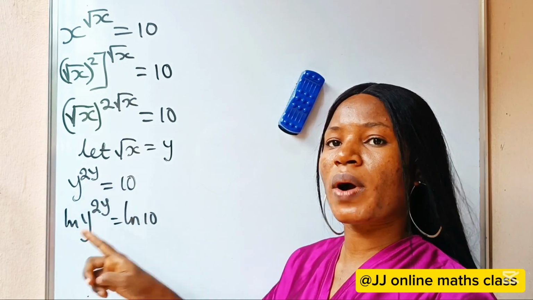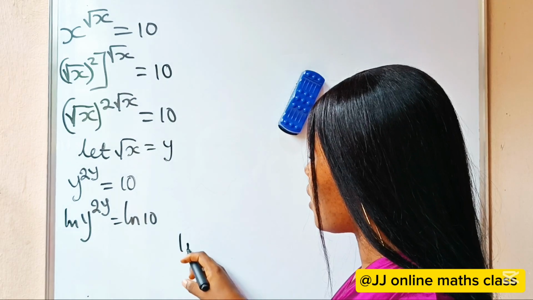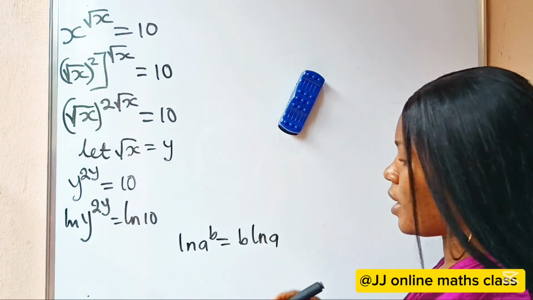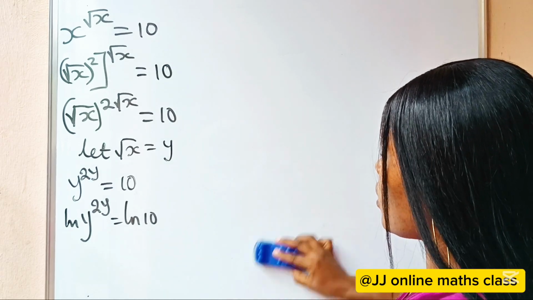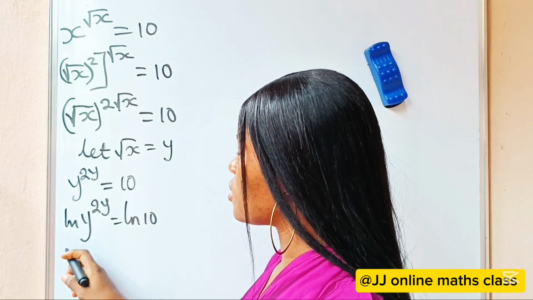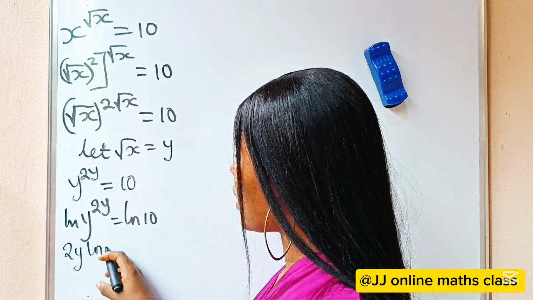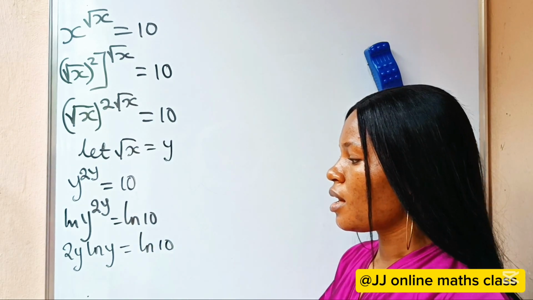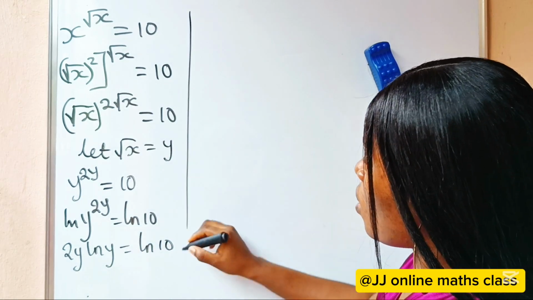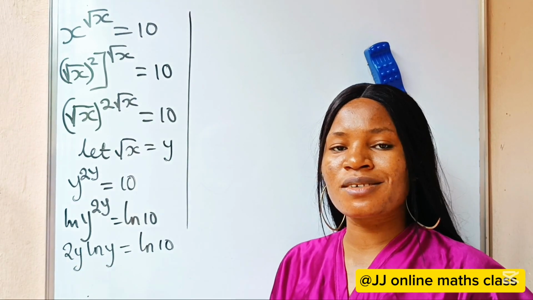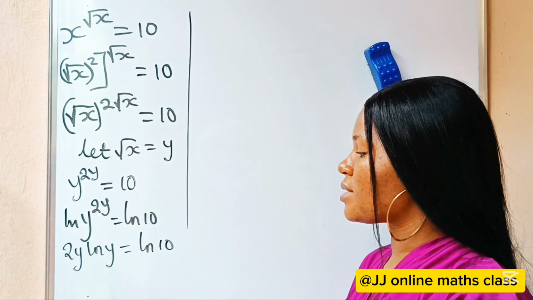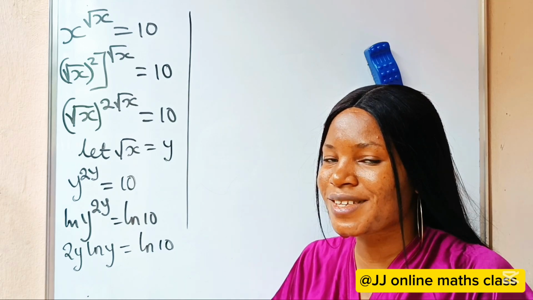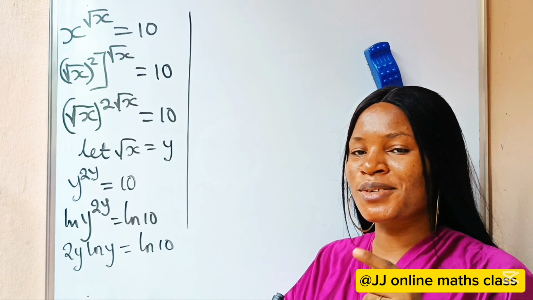Now let's bring this 2y down, because when you have ln of a raised to the power of b, it is equal to b multiplied by ln a. So that means we can write this as 2y multiplied by ln y is equal to ln 10. Now we are going to divide through by 2. I would like you to follow me step by step, because in a jiffy, I'm going to introduce a function that is very interesting. You will enjoy this, trust me.